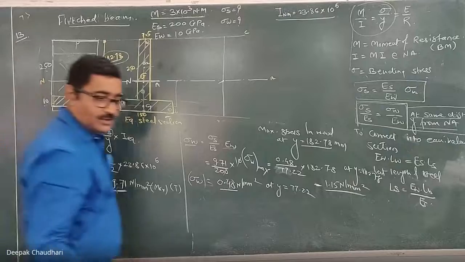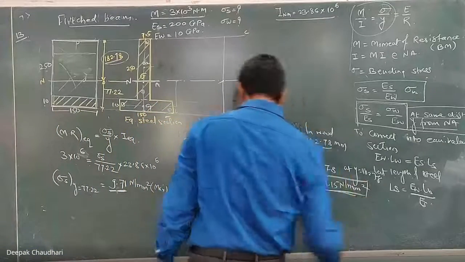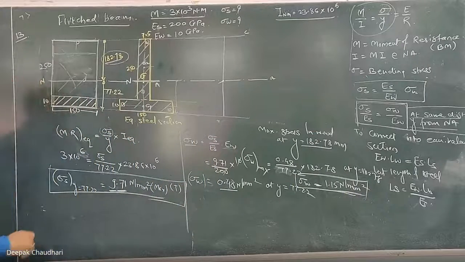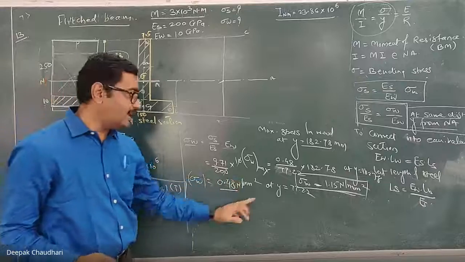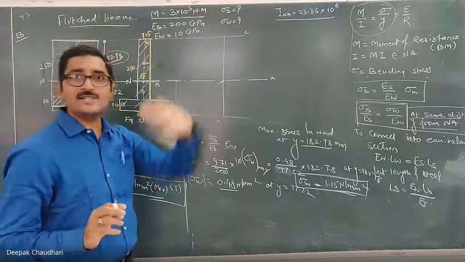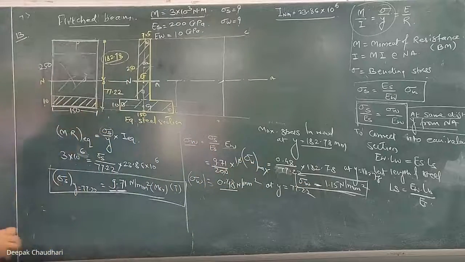Okay, so let's draw. This is the maximum stress in the wood, and this is the maximum stress in the steel. Here, this is the stress in the wood at an intermediate level at a distance of 77.22. It is asked to calculate the maximum stresses in the steel and the wood. So this is the maximum stress in the wood, and this is the maximum stress in the steel.